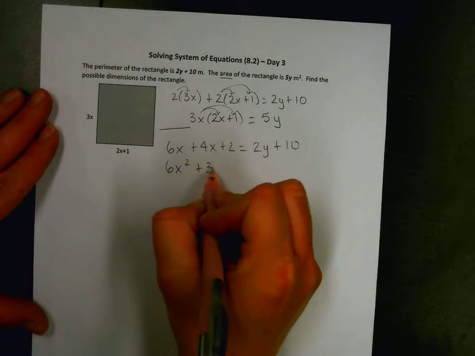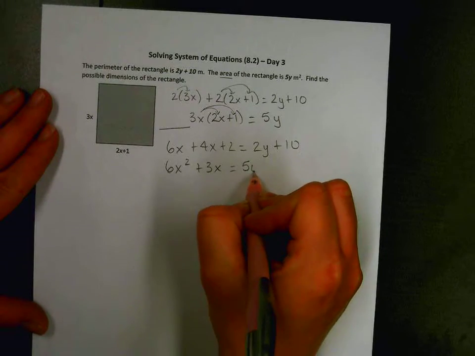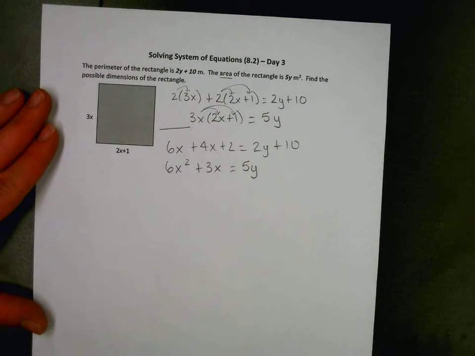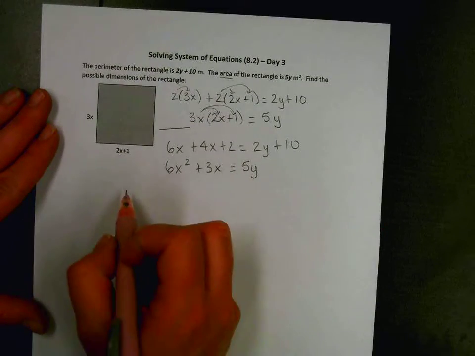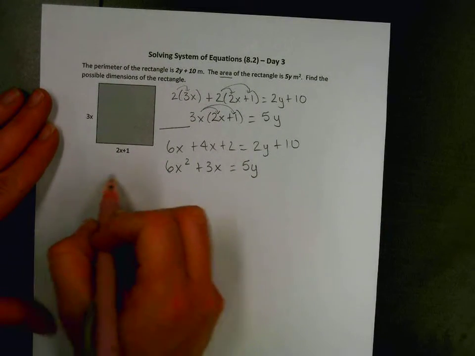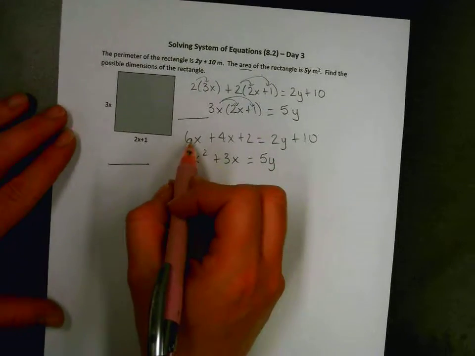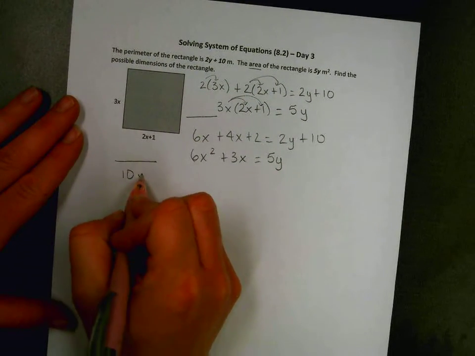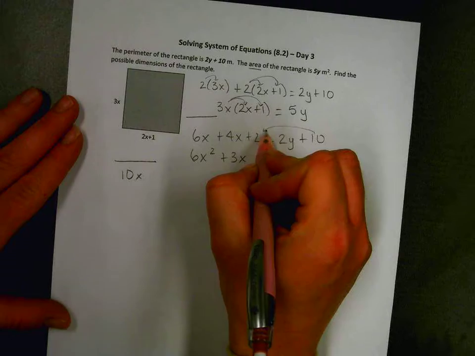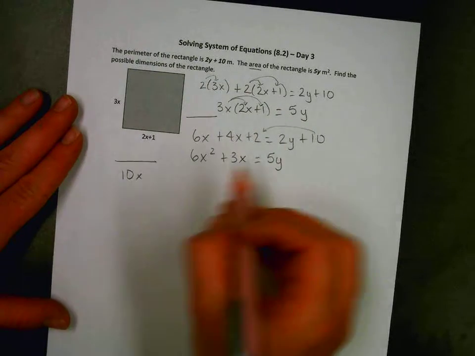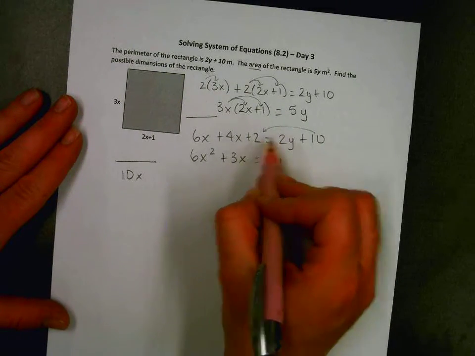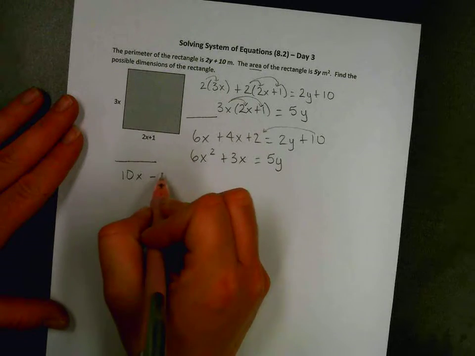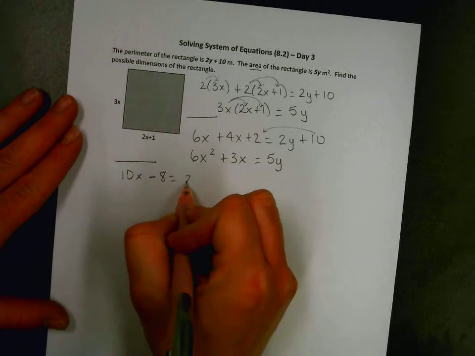All right, again, before we go to solve this, I'm going to just simplify the first equation here. So moving over here, I get 10x. I'm going to move the 10 over to this side of the equation just so that my constant values are being collected together. So I have 10x minus 8 is equal to 2y, and then I have 6x squared plus 3x is equal to 5y.